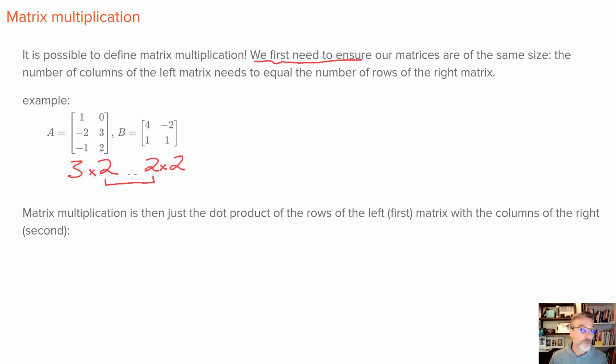Okay? Once we have that, then we can multiply the matrices. We're going to do that now. It may look a little weird to begin with, but you'll get the hang of it.